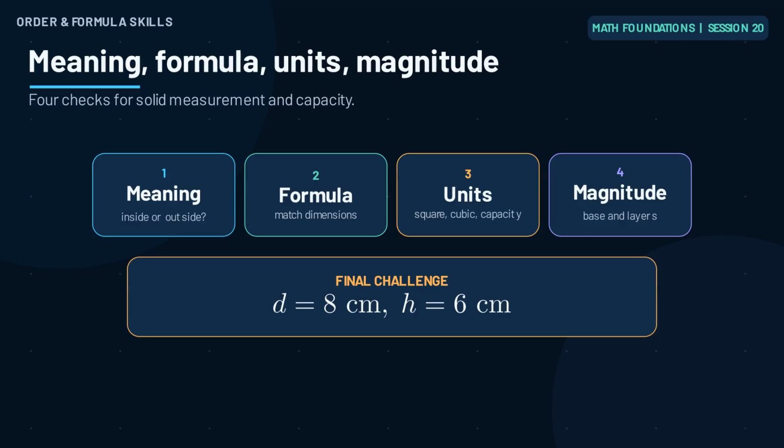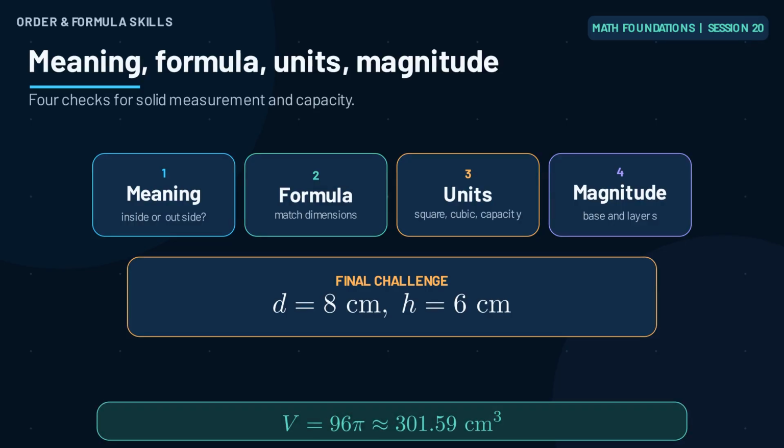Challenge. Find the volume of a cylinder with diameter 8 centimeters and height 6 centimeters. The radius is 4, so volume is pi times 4 squared times 6. The volume is 96 pi, approximately 301.59 cubic centimeters.